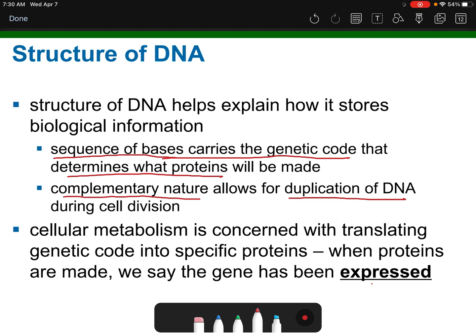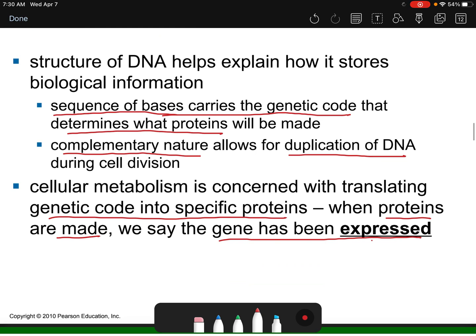When we look at cellular metabolism, we already covered that a couple chapters ago. That deals with translating that genetic code into specific proteins, and when those get made, we say the gene has been expressed. So a lot of times we say gene expression equals transcription and translation, because we're taking that code from the DNA and we're using it to make a protein so that then that trait can be expressed.